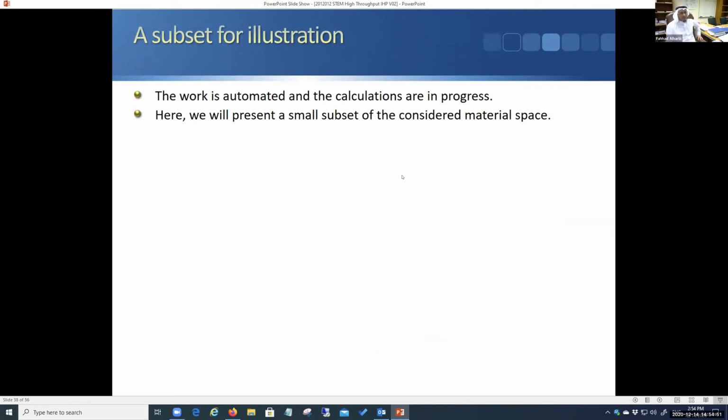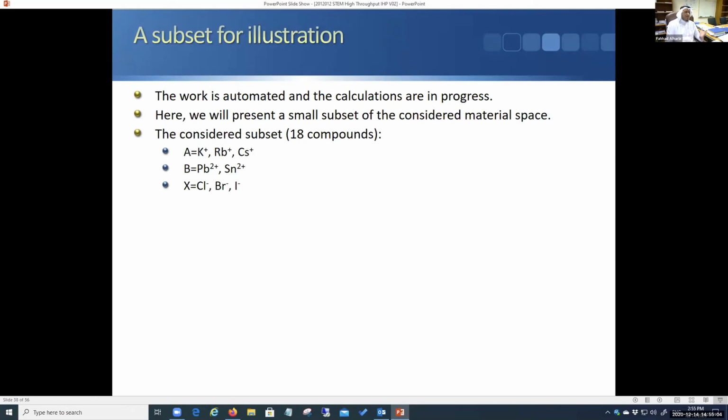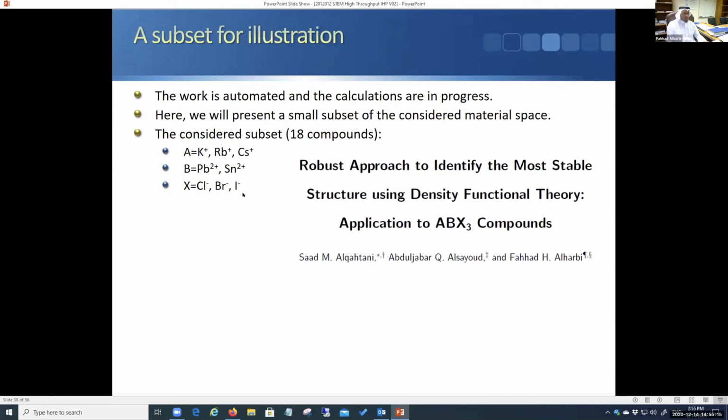Our work has been automated, and the calculations are in progress. I should have said that we are using, thanks to KAUST, the KAUST Shaheen system. This is just a small subset for illustration, where for the A site we use potassium, rubidium, and cesium. For the B site, we use lead and tin. And for the halogen, we use chlorine, bromine, and iodine. The work will hopefully appear soon, inshallah, and this is the title of the work.